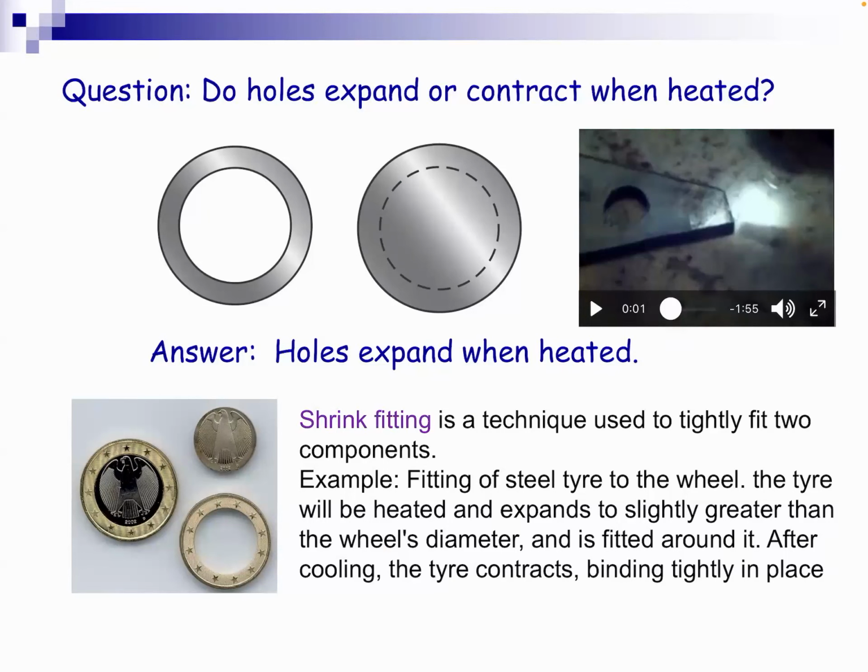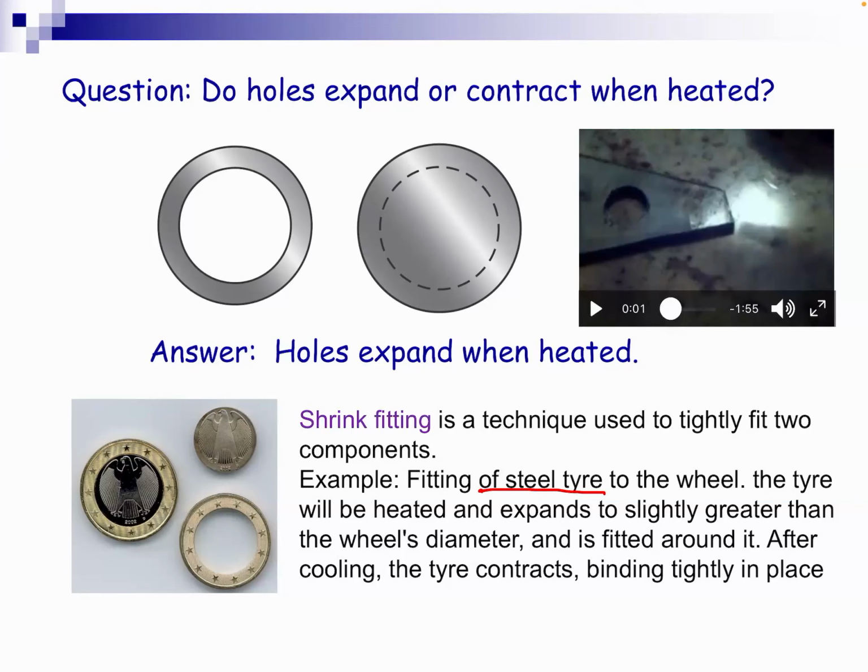Have you seen these coins that consist of two different kinds of metals? They start first with a ring. They heat this ring up. The ring expands, and then they put in the middle part, and then they cool it down, and the ring contracts tightly around the central metal. The same concept applies to fitting steel tires to the wheel. If you want something that's tightly fit, expand something and then cool it down to contract it, and it will fit tightly.